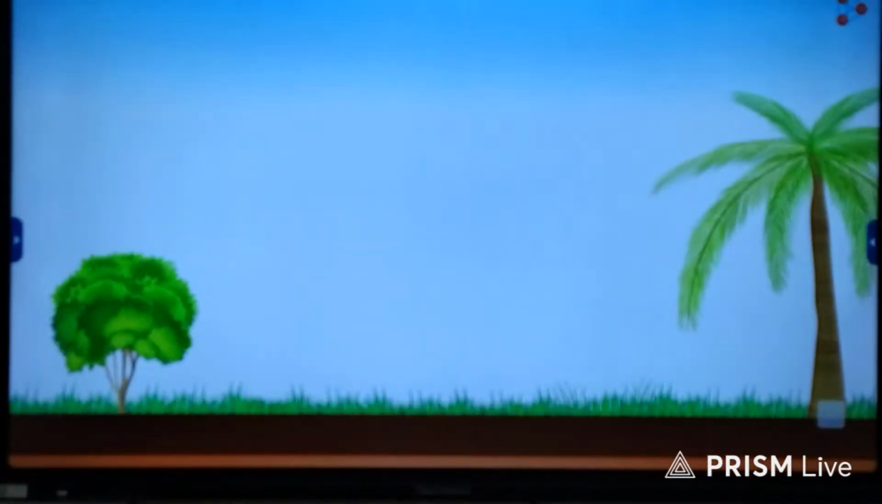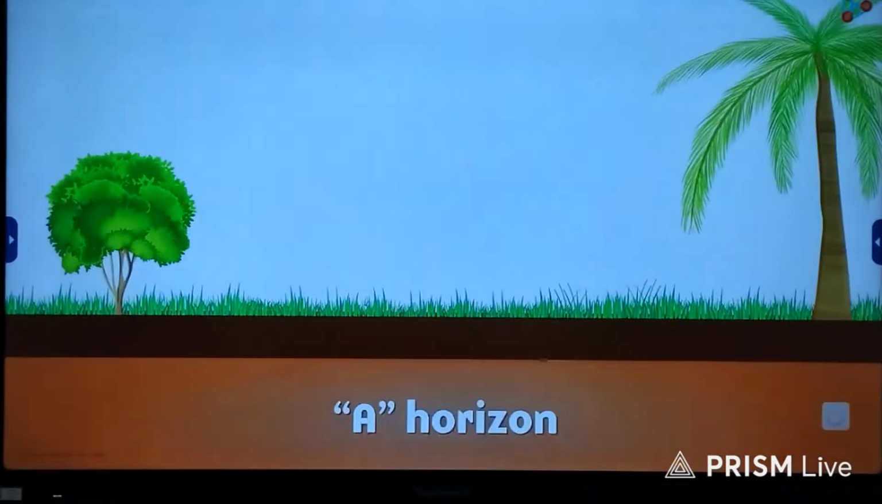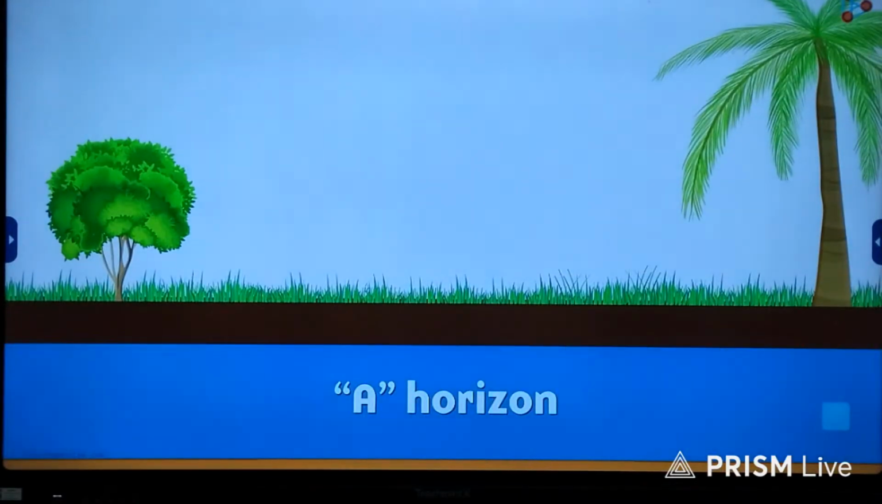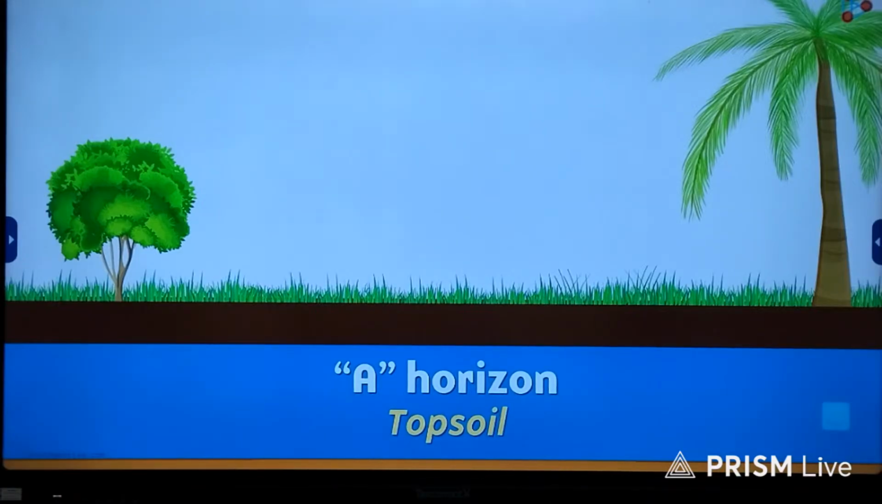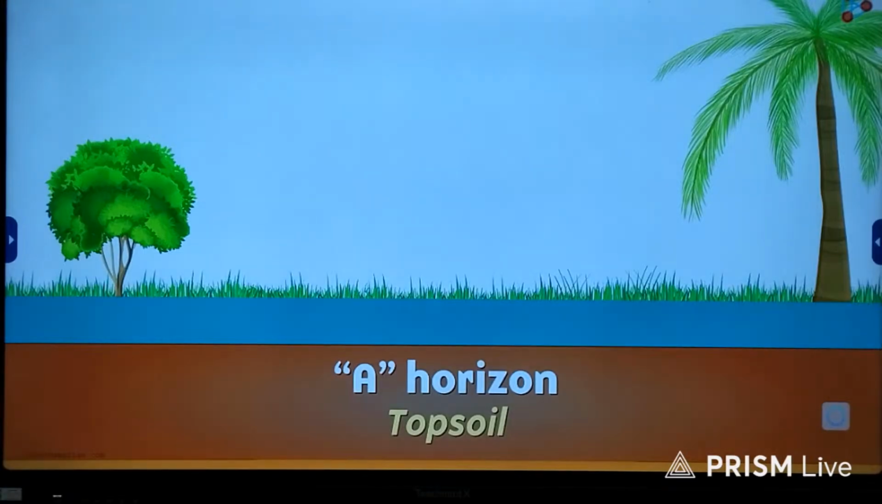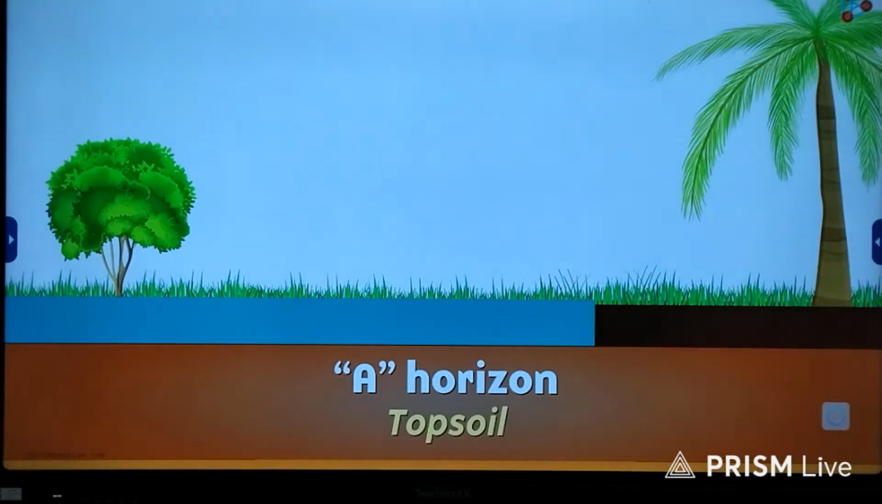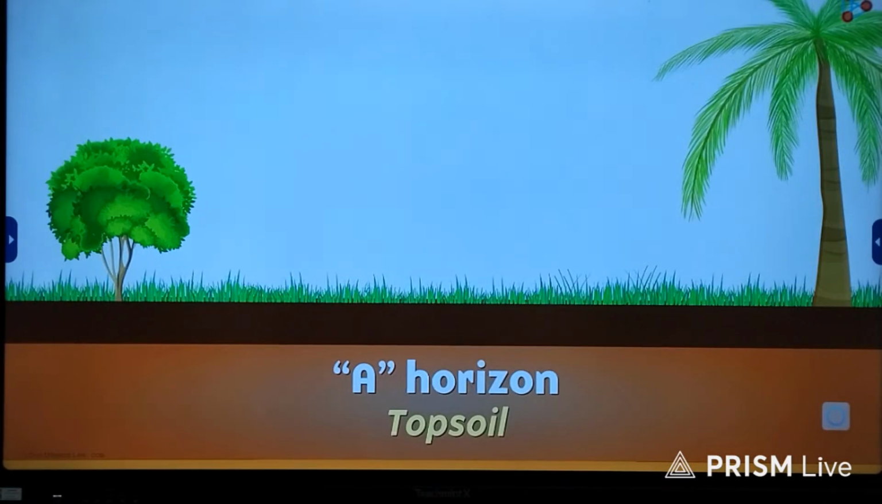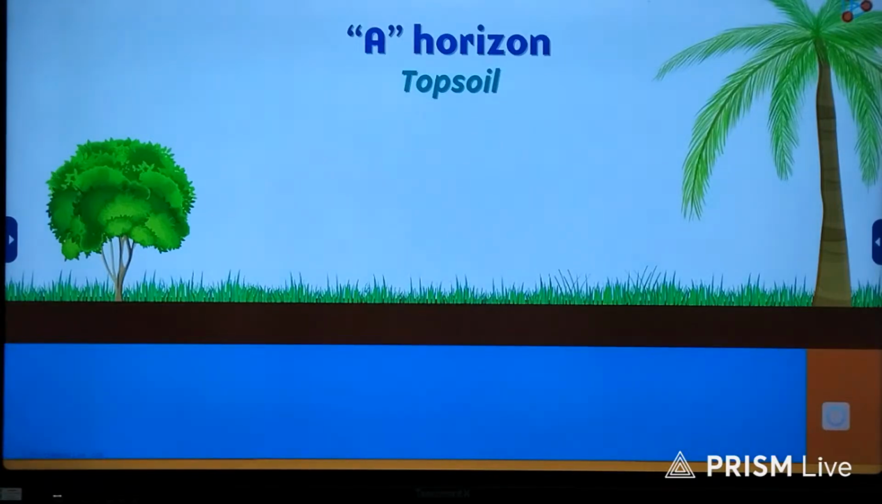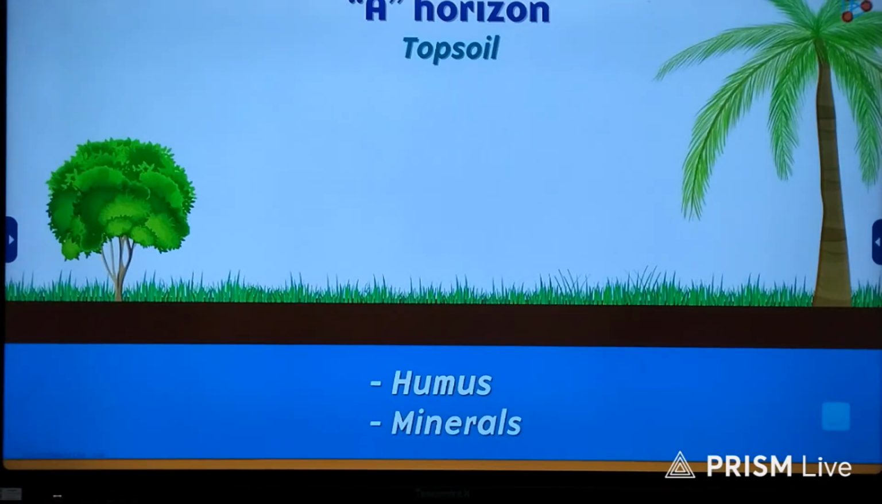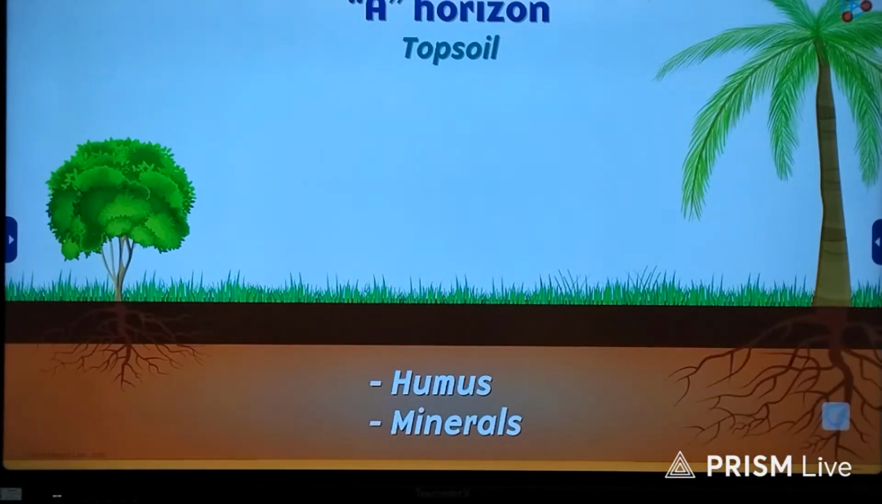After the O horizon, the next layer is the A horizon. That is this part. This layer is also referred to as topsoil, but it's not at the top. Then why do we name it so? It's because this is actually the first layer of soil, though the O horizon occupies some part at the top. That is the reason why it's called the A horizon. This layer generally consists of humus and several minerals. That is why plant roots grow well in this layer.